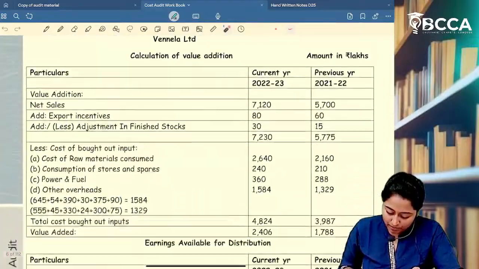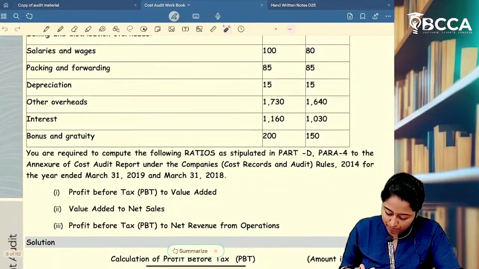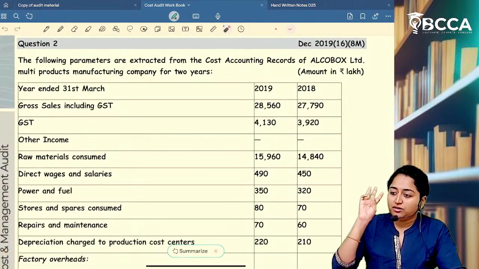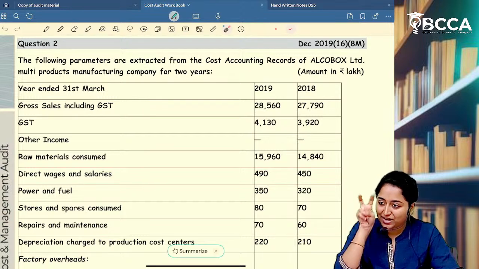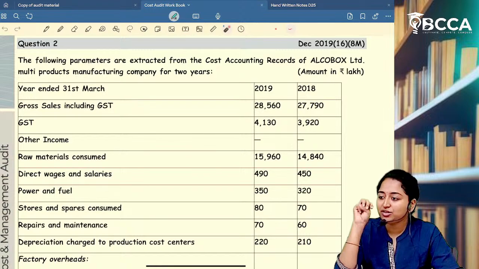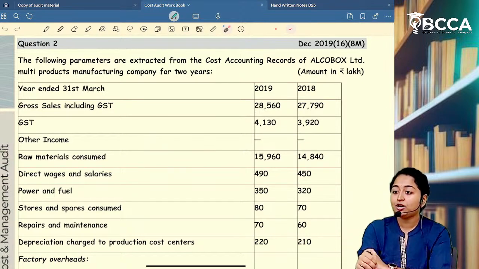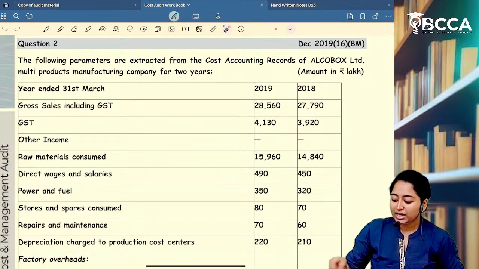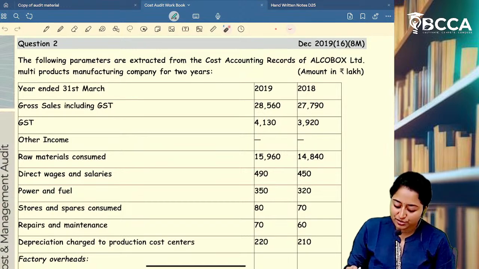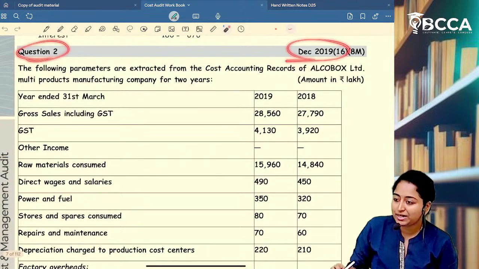Now, we'll move on to the next question, which is related to financial position and ratios. Okay, we have three: profit reconciliation, value addition and earnings available for distribution, and financial position and ratio analysis. In these three, we have practical questions that we have already discussed while discussing the concept of Form CRA3. Now we are moving on to financial position and ratios. This question number 2 was asked in December 2019.